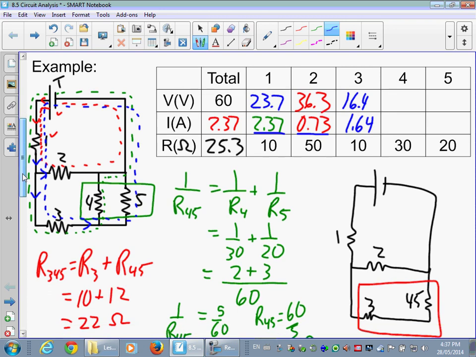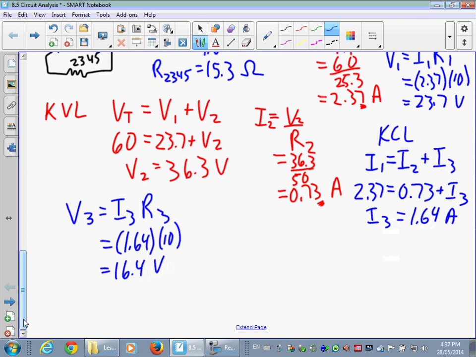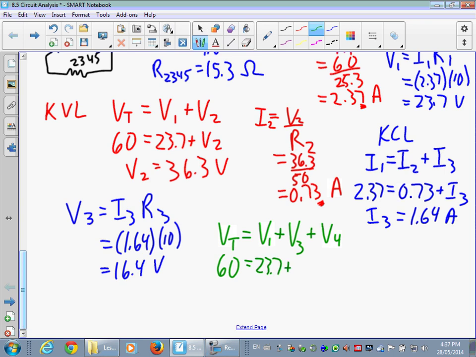And according to the voltage law, if we look at, say, that green loop, that dotted green line that I have there, we can say that in total voltage, that's the voltage in, is equal to the voltage out. Now there's some voltage out in V1, and in the green loop there's some voltage out in V3, and there's also voltage out in V4. So this was 60. V1 was 23.7. V3 we calculated to be 16.4. So whatever is left goes into V4. So V4 turns out to be 19.9 volts.